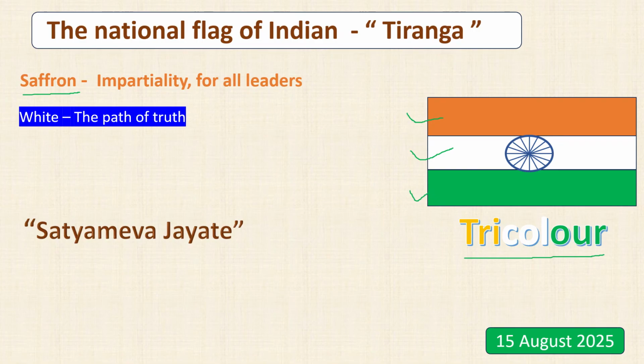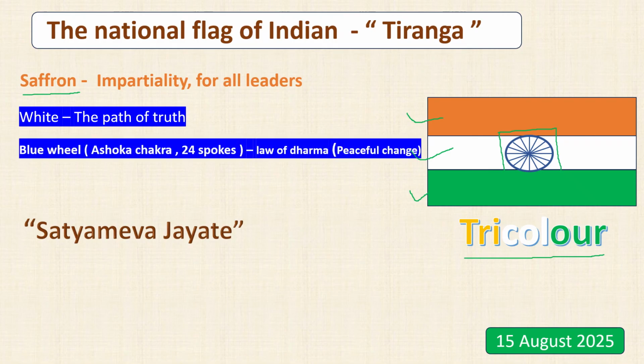just look at the circle which I already drew on the rough sketch. The circle is a wheel, a blue wheel. The color of the circle is blue, so it is considered the blue wheel, which is called the Ashok Chakra. And how many sticks are here? The sticks are 24, and we call them spokes.